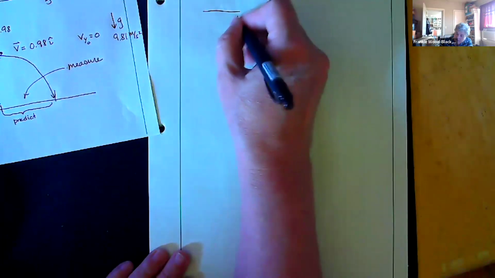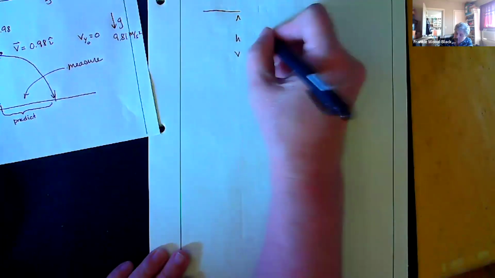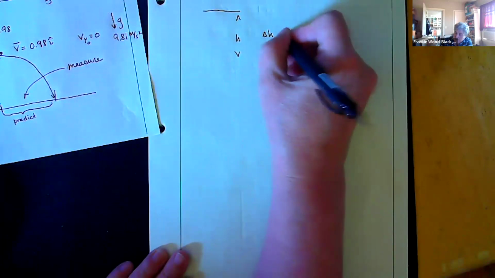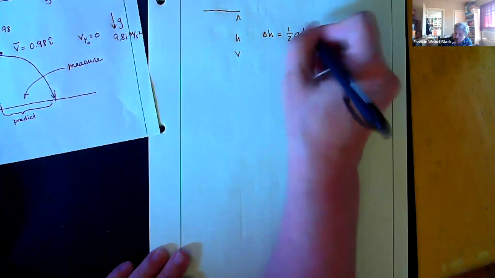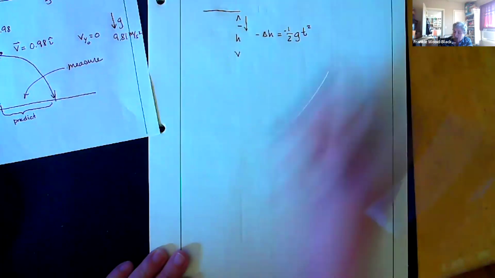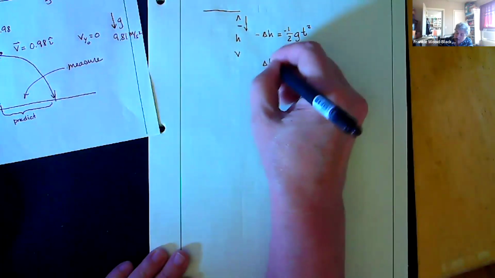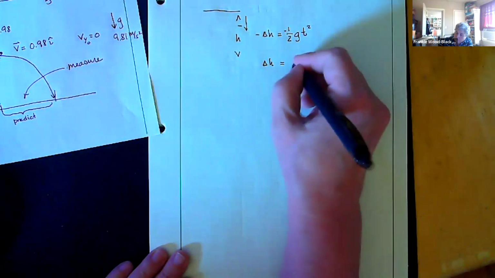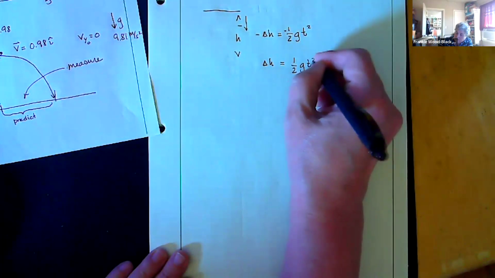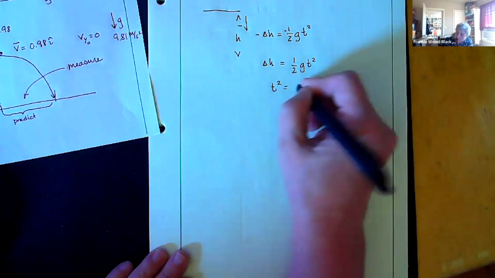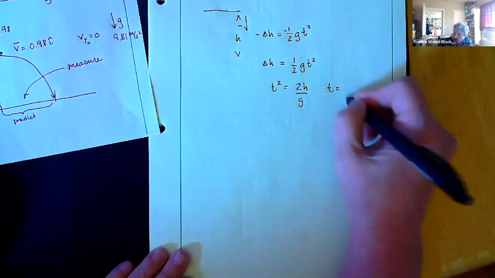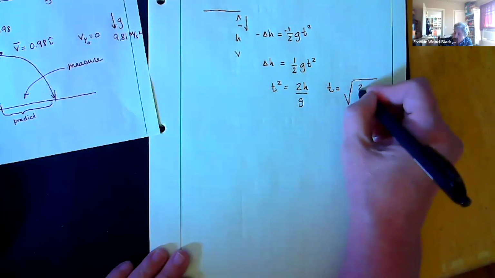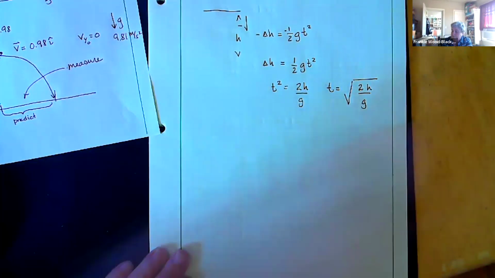I know that my change in height is going to equal 1/2 my acceleration due to gravity times time squared. Both of these are negative because my direction down is negative. So my change in height is equal to 1/2 g t squared. Time squared is 2h divided by g. So time is equal to the square root of 2h divided by g.